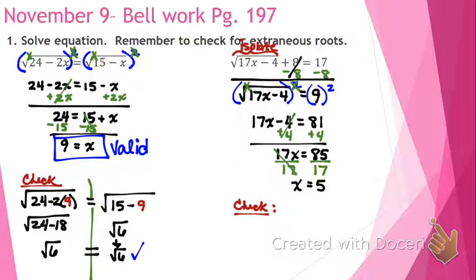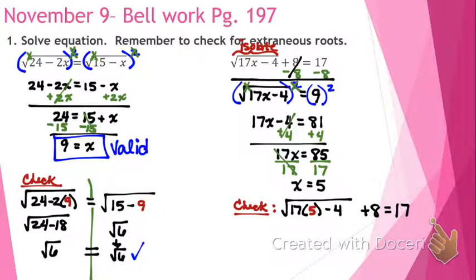How do I check it? You have to plug in 5. Yes. So I would have 17, and then we're going to plug in the 5 in the place of the x. Minus 4. Over here we have plus 8 equals 17.